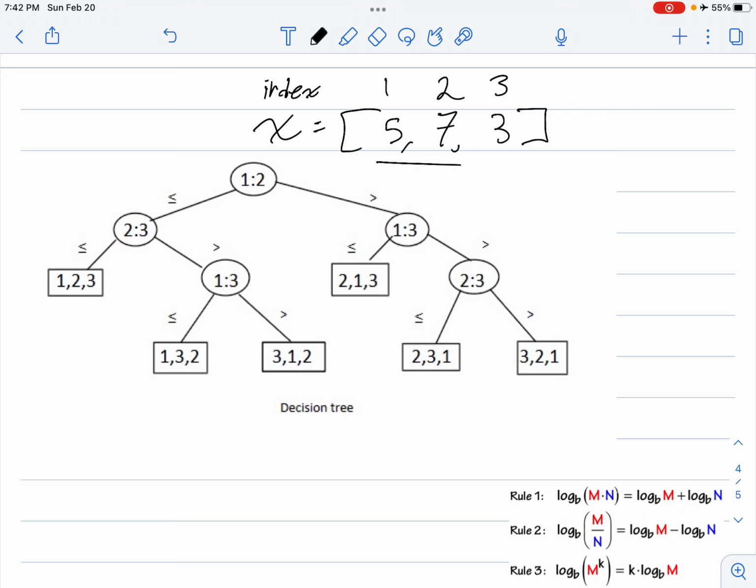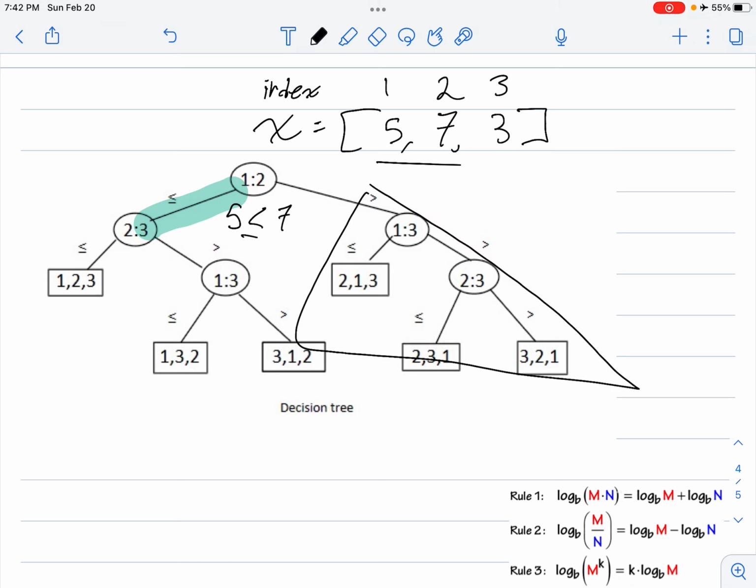We compare index 1 and 2. I find it easy just to write out that 5 and 7, what symbol goes between the two out of these two choices, that binary choice. 5 is less than or equal to 7. So we'll come down this node. Notice we've cut out this whole subtree, right? Because this is every place that index 2 can come before index 1, which wouldn't make sense. In a sorted array, you'd never have 7 come before 5, right?